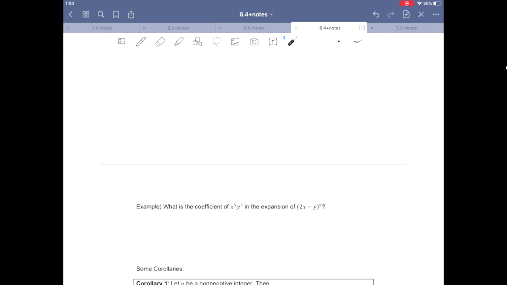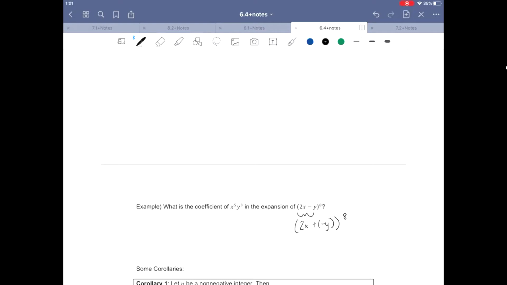Now binomial theorem still works. It still holds for things like this. Now you have to think about it a little bit differently, but it's still going to work. If you want, you can rewrite this as 2x plus negative y to the eighth power. That way you have it in addition form, because that negative is going to change signs every time you multiply by another negative y. So that negative definitely comes into play.